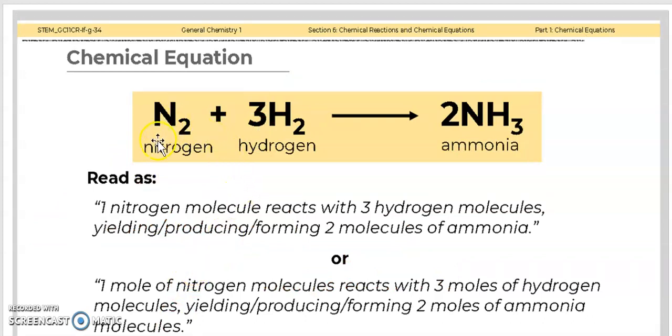The equation can be read as 1 nitrogen molecule reacts with 3 hydrogen molecules, yielding, producing, or forming 2 molecules of ammonia. Another way is by expressing quantities in moles, such as 1 mole of nitrogen molecules reacts with 3 moles of hydrogen molecules, yielding, producing, or forming 2 moles of ammonia molecules. For simplicity, when using the unit mole, the word molecules as well as atoms, ions, or particles is no longer mentioned.